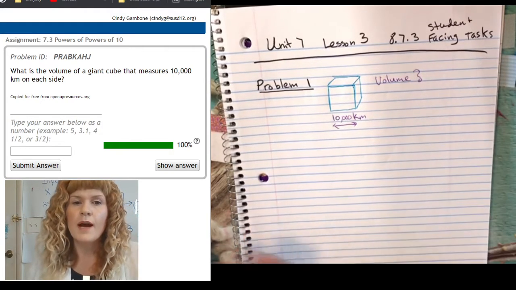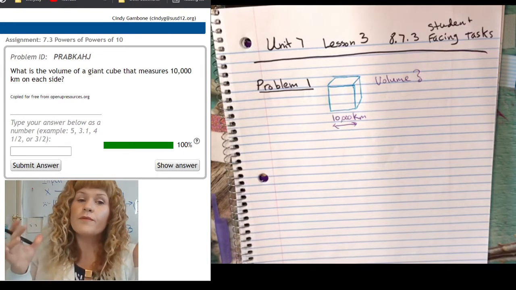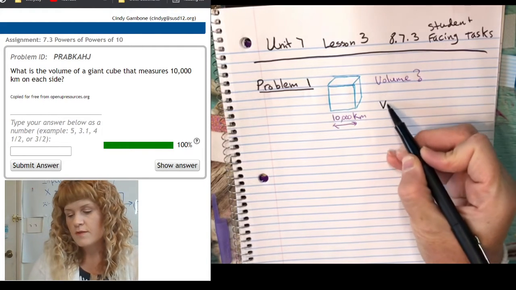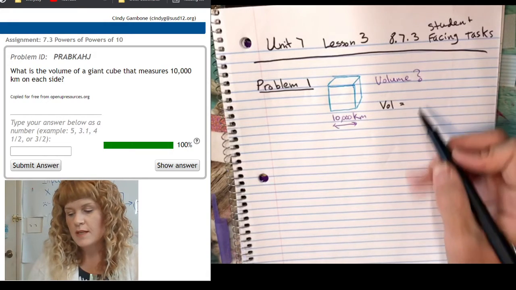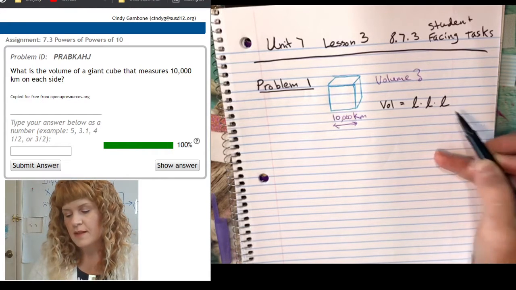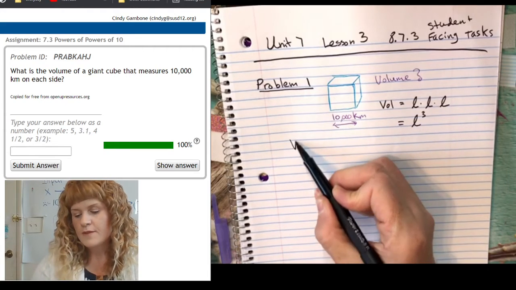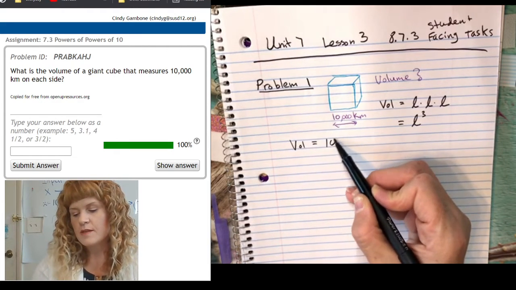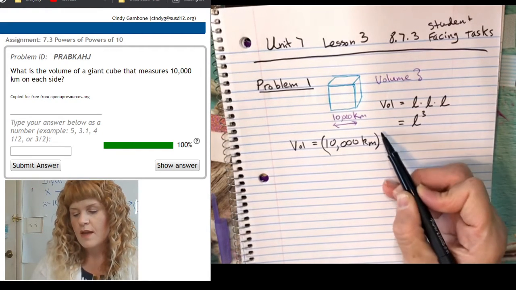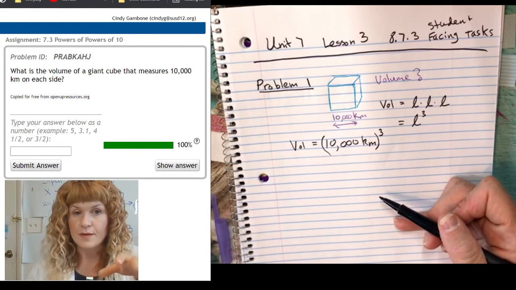So you've got to remember how to find the volume of a cube. It's length times width times height. But for a cube, the length, width, and height are all equal measurements. So the volume of a cube is going to equal the length of one of the sides times the length of one of the sides times the length of one of the sides. That's the length cubed. And for this cube, the volume equals 10,000 kilometers, that's the length, and then cube it. So 10,000 times 10,000 times 10,000.